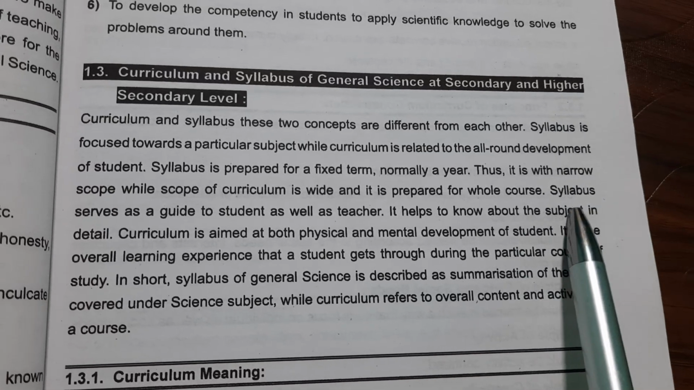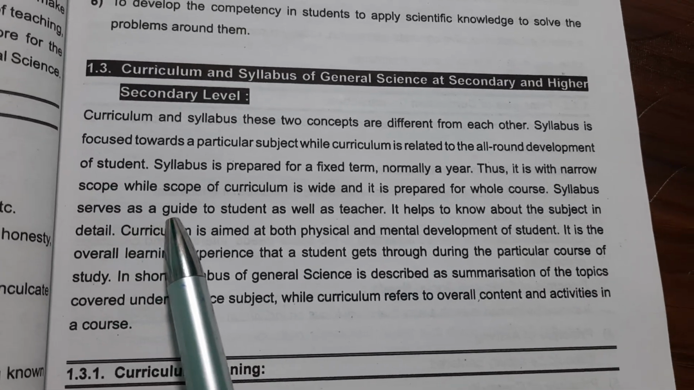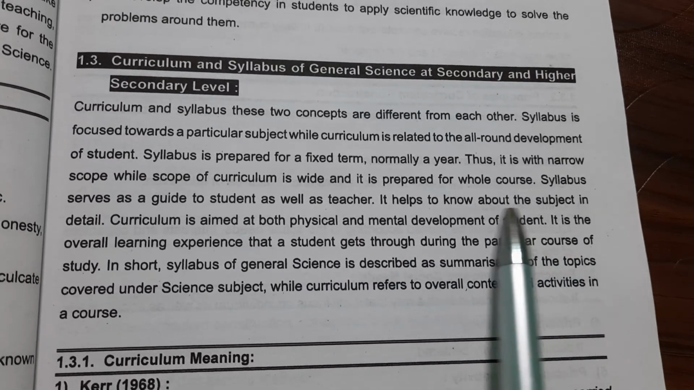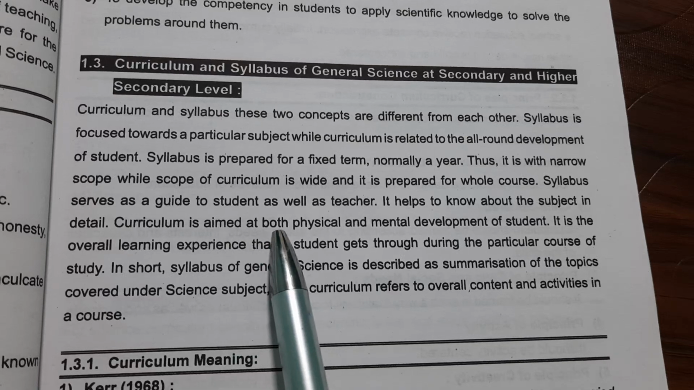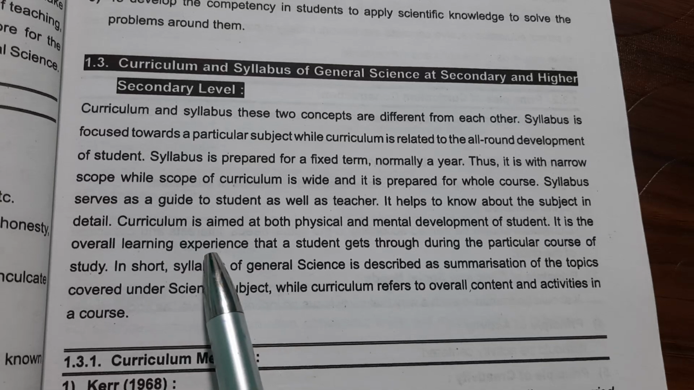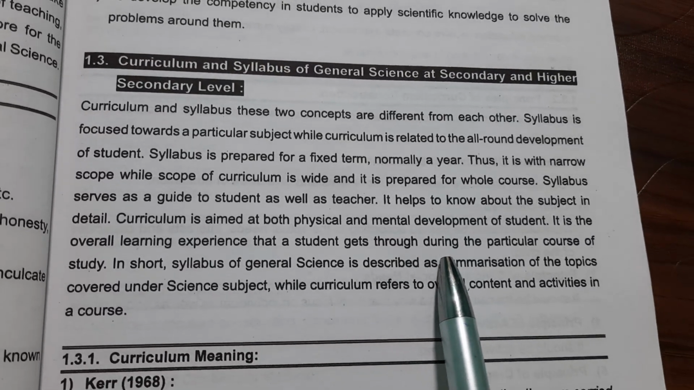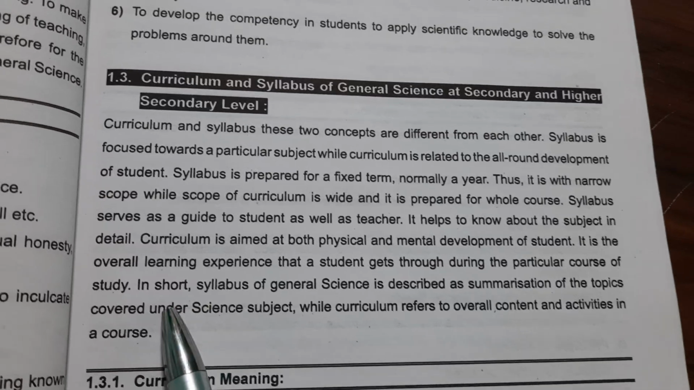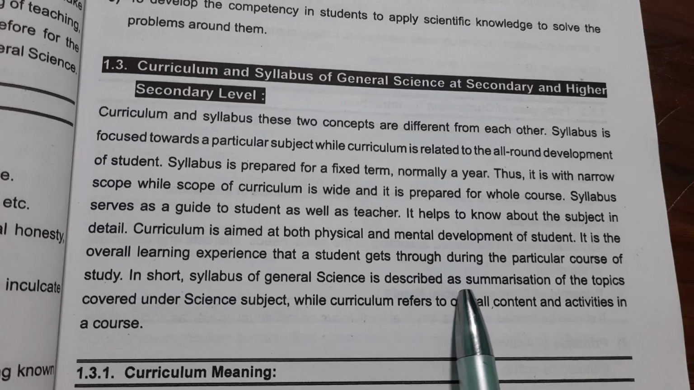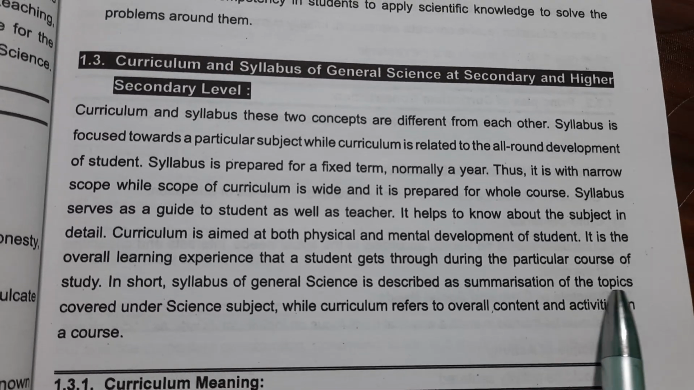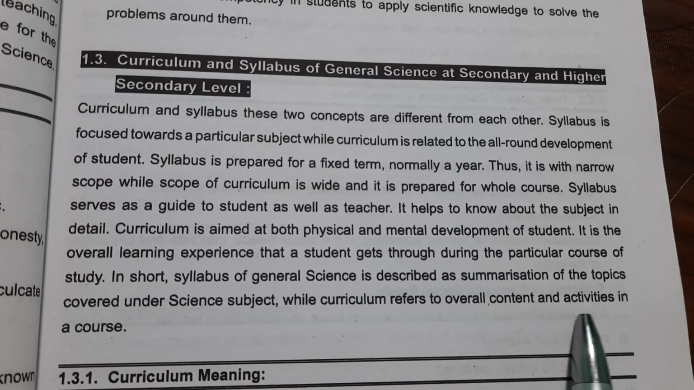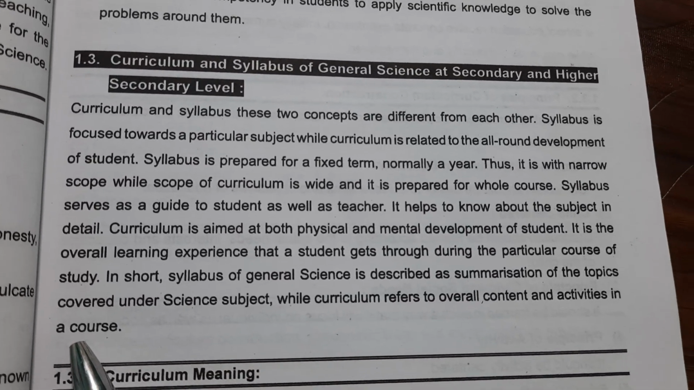Okay, I hope you all can see this clearly. Syllabus serves as a guide to students as well as teachers. It helps to know about the subject in detail. Curriculum is aimed at both physical and mental development of a student. It is the overall learning experience that a student goes through during a particular course of study. In short, the syllabus of general science is described as a summarization of the topics covered under the science subject, while curriculum refers to the overall content and activities in a course.